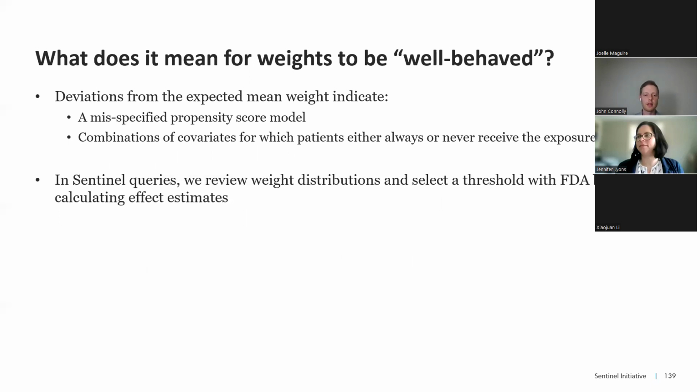So, given all of the context that we've just discussed, the way that we approach this in Sentinel queries, with a mind to reducing even the appearance of choosing a weight truncation threshold that would correspond to the effect estimate that we like the best, is that we review these weight distributions. The tools allow you to review the weight distributions, and we also, of course, discuss them with FDA before we ever go on to calculate the effect estimate. So we make this decision in a results-blind way.